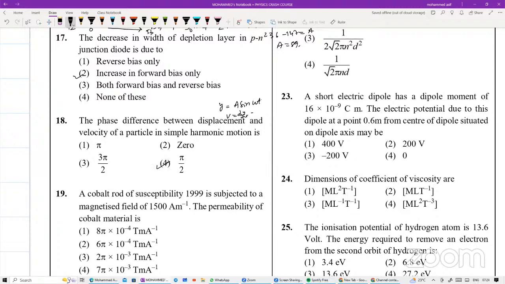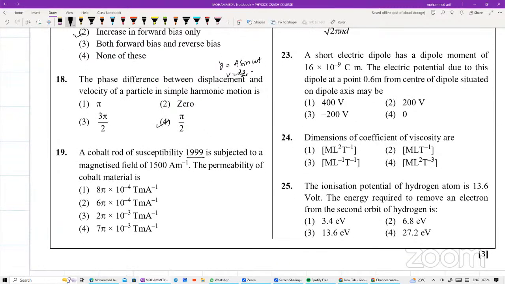Next one. The cobalt rod of susceptibility 199. ये directly formula based question है बेटा. Bar magnetism का, आप लोग कर चुके थे, देख लीजिए. Magnetic field is given as 1500 ampere meter inverse. The permeability of the cobalt will be equal to how much? Susceptibility दे रखा मेरे को 199, and relative permeability is equal to susceptibility plus 1. So that will be equal to 199 plus 1, that will be equal to 200.